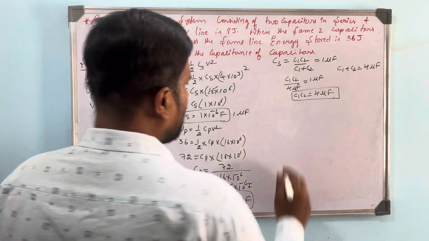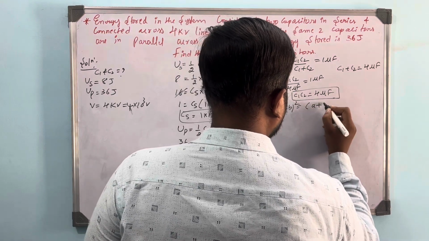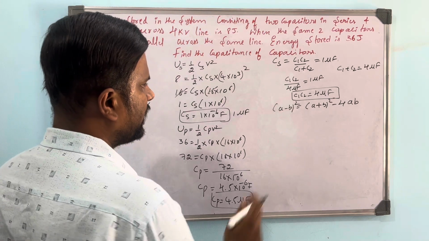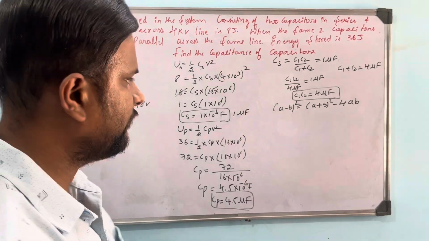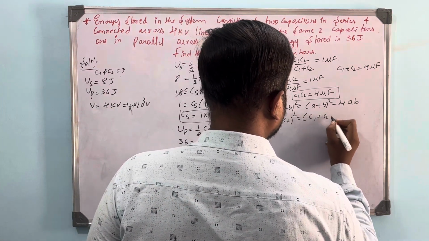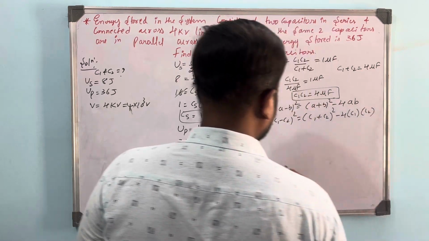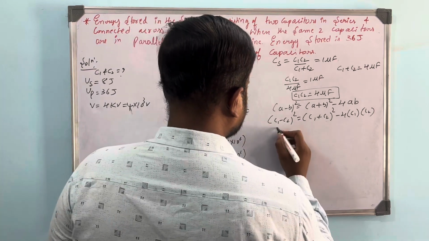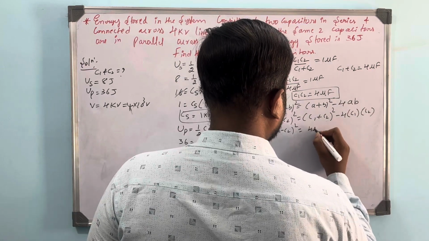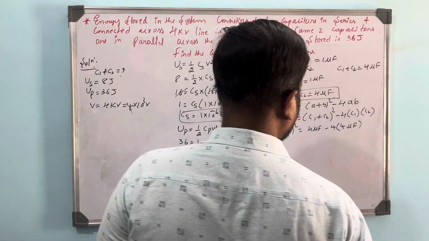Now, in order to calculate C1 and C2, I will use the algebraic identity: A minus B whole square is equal to A plus B whole square minus 4AB. In place of A and B, I write C1 and C2. So C1 minus C2 whole square is equal to C1 plus C2 whole square minus 4 into C1 into C2. C1 plus C2 is 4.5 microfarad, minus 4 into C1 C2, which is also 4.5 microfarad.